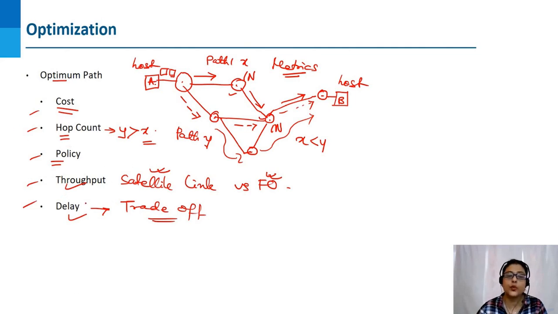There are many cases where delay can be tolerated, but cost cannot be more. So in that case, we can adjust accordingly to make a trade-off. So as per the following parameters.